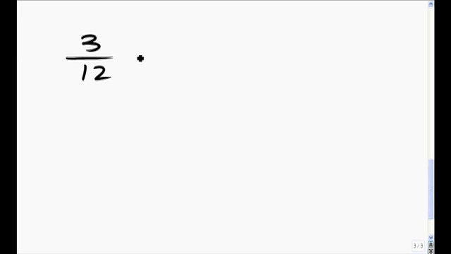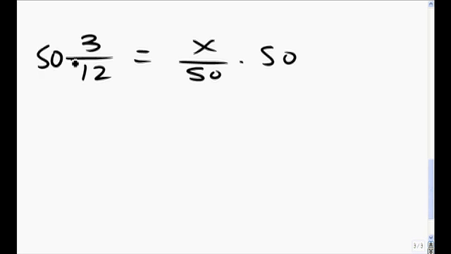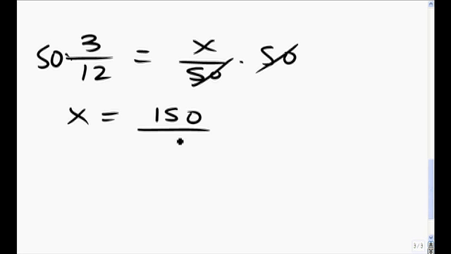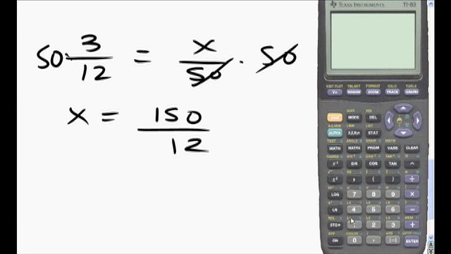Three to 12 is X to 50. Multiply both sides by 50. Using algebra, we get X equals 150 divided by 12. This is the amount of eggs. Numerically, 150 divided by 12 is 12.5. In other words, we're going to need 12.5 eggs for 50 cookies.